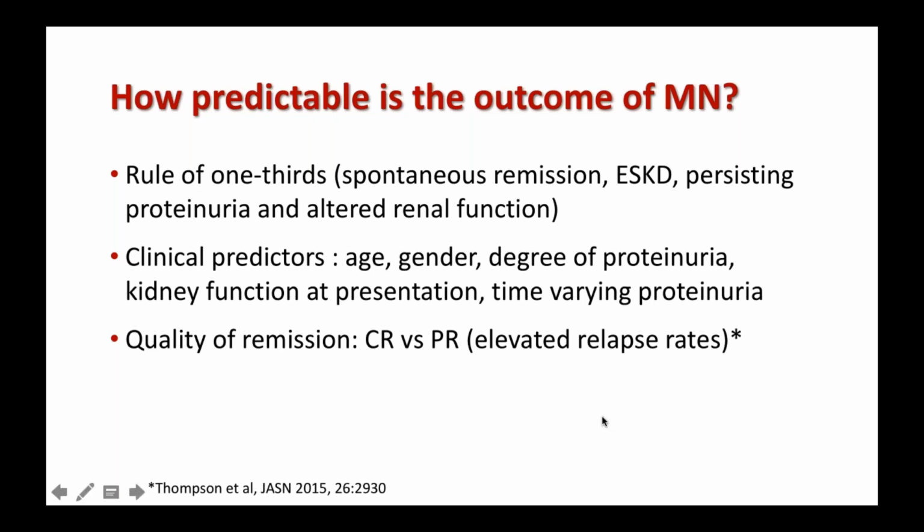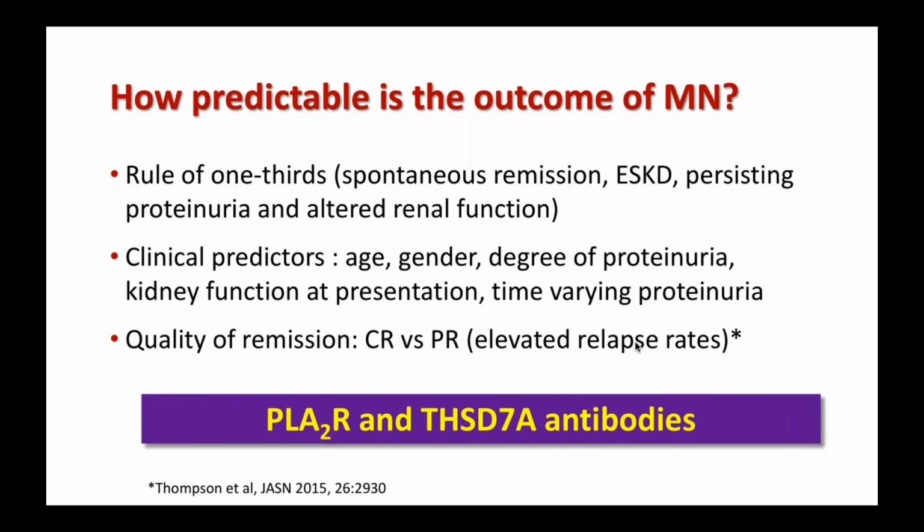We also know that the quality of remission is important. Patients who enter complete remission are likely to do much better, and patients who enter only partial remission exhibit a higher relapse rate. And now we have come to understand that the presence of phospholipase A2 receptor and THSD7A antibodies are also important in predicting the outcome of membranous nephropathy.